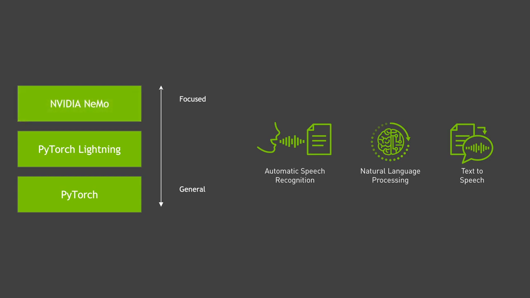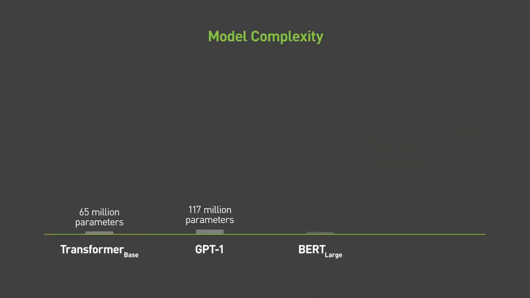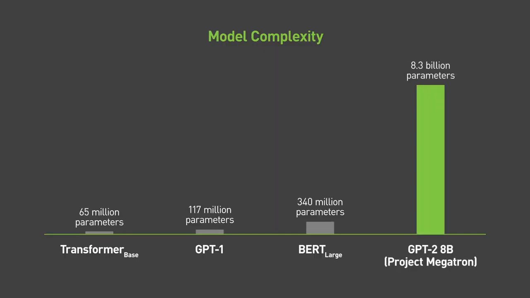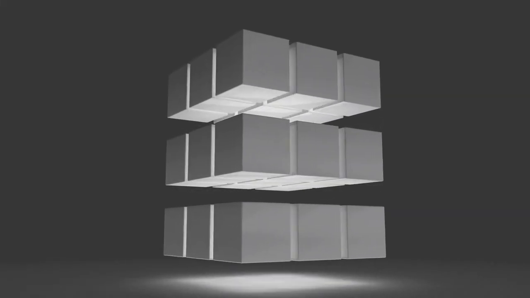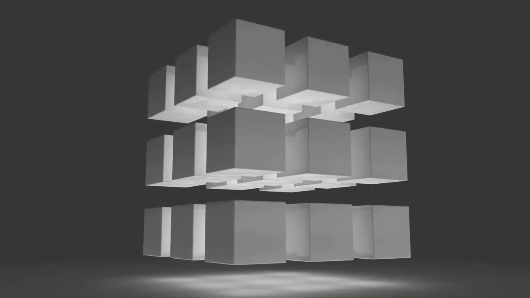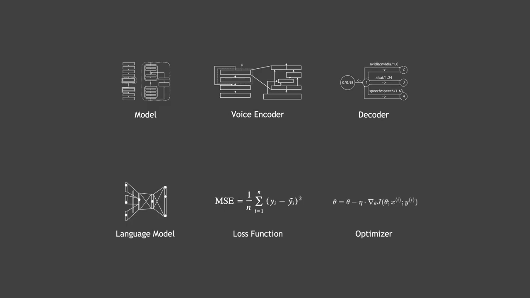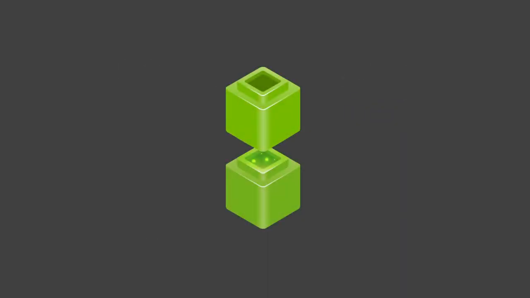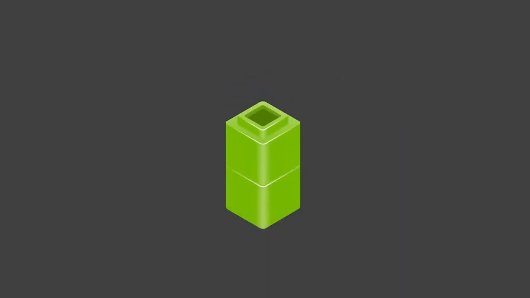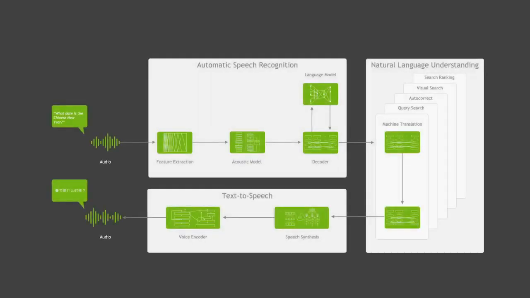NeMo is a focused toolkit that lets you build a full range of language and speech models. NeMo simplifies the development of complex neural network architectures for conversational AI. It breaks down the monolithic flow into reusable neural modules that take typed input and produce typed output. Models, encoders, decoders, language models, loss functions, optimizers, and much more are just a simple import or an edit in a config file away. Neural modules can be reimagined as Lego blocks that can be used to construct a neural network. NeMo is built to work on top of PyTorch and PyTorch Lightning.